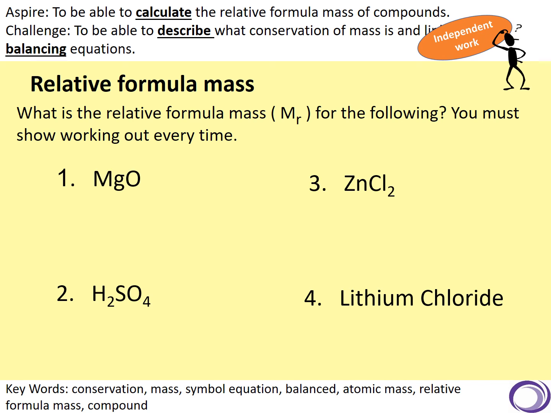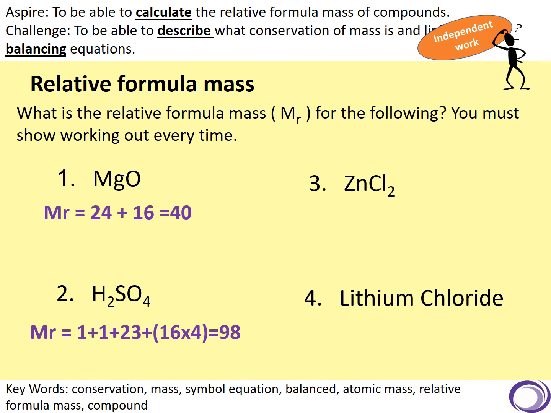Okay, so magnesium oxide, very straightforward. We should have 24 plus 16 equaling 40. With our sulfuric acid, 2 lots of hydrogen, 1 plus 1, a sulfur at 32, and 16 times 4 for our 4 oxygens comes out as 98. Zinc chloride, 65 for the zinc, 2 lots of 35.5 for the chlorine, 136.